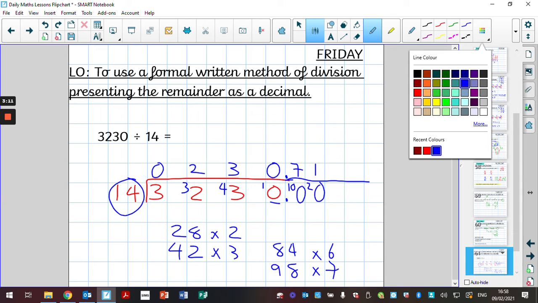Now with this remainder as a decimal, just work to 2 decimal places like you did the last week before the half term. So any questions today with the arithmetic starter, just work to 2 decimal places. Sometimes it may stop after 1 decimal place, but if it doesn't, stop after 2.